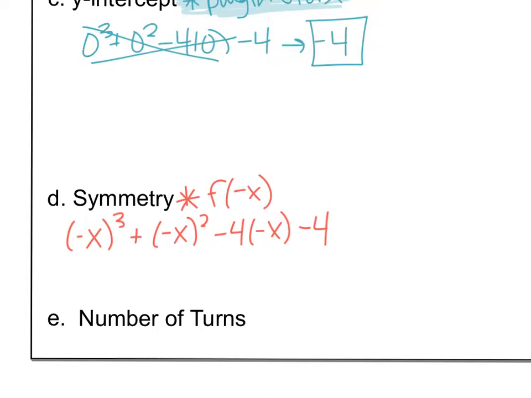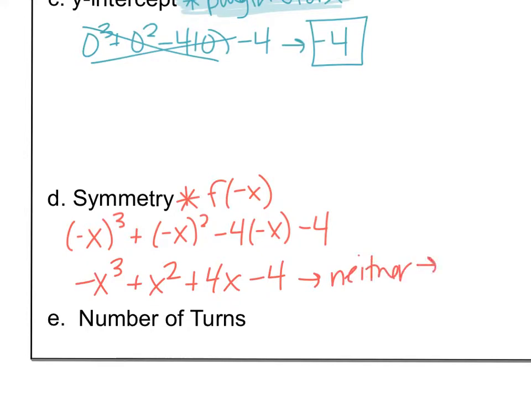So then we see what happens here. This one's going to become negative. This one's going to stay the same because it's even. This one's going to change. It's going to be plus 4x. This is going to be minus 4. So some of them change and some of them stay the same, which means this is a neither. And neither tells me there's no symmetry.